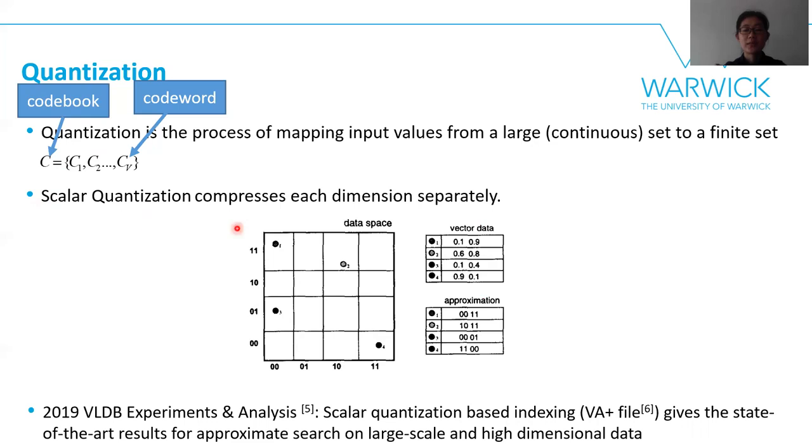Scalar quantization is a basic type of quantization method for multi-dimensional data. It quantizes each dimension separately. For a two-dimension example, we can observe every dimension is quantized into 2 bits. A VLDB benchmark paper has shown that the scalar quantization-based method, VA-file, performs the best among alternative approaches for approximate query on large and high-dimensional data.